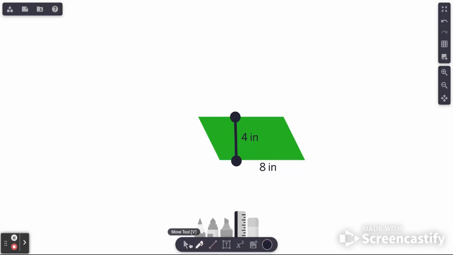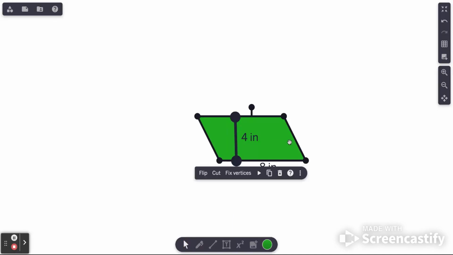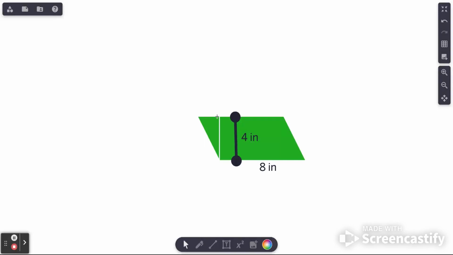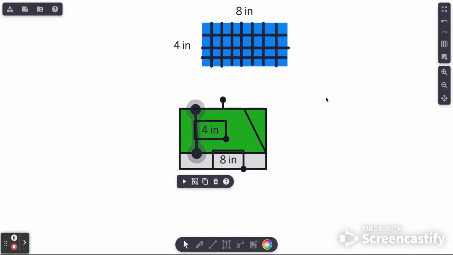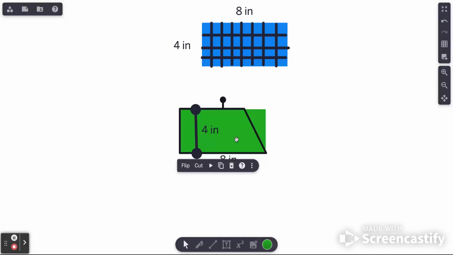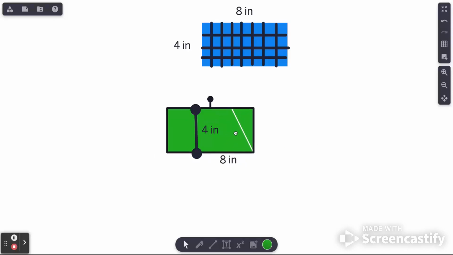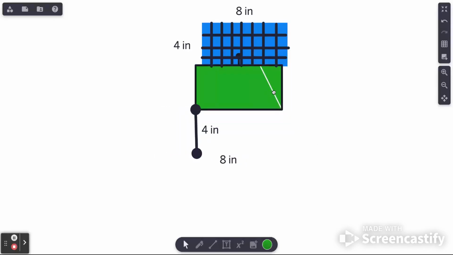So one of the things I can do with my shape is go ahead and make a cut. I'm going to cut my shape right there. I'm still going to figure out the area of this shape, I'm just going to move it. I'm going to move this piece that was right here all the way over to here, and see what it looks like now. This looks an awful lot like our rectangle up here. So if I group these together, it's now exactly the same as my rectangle.